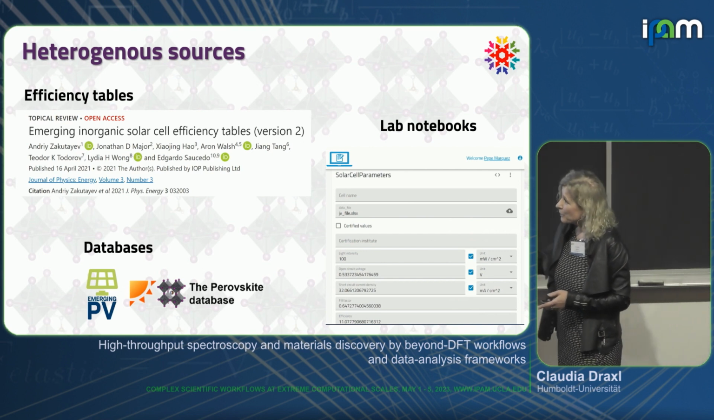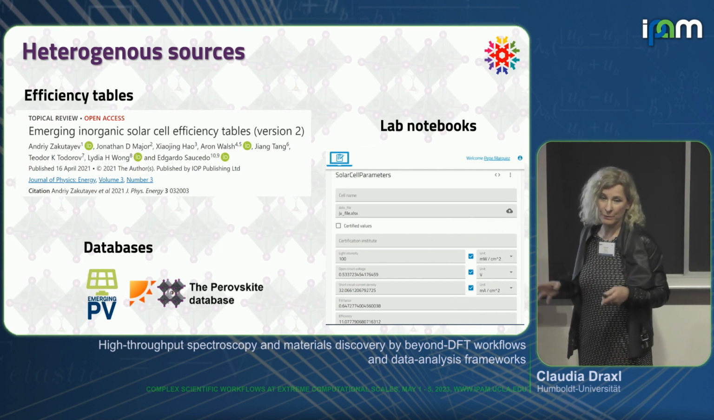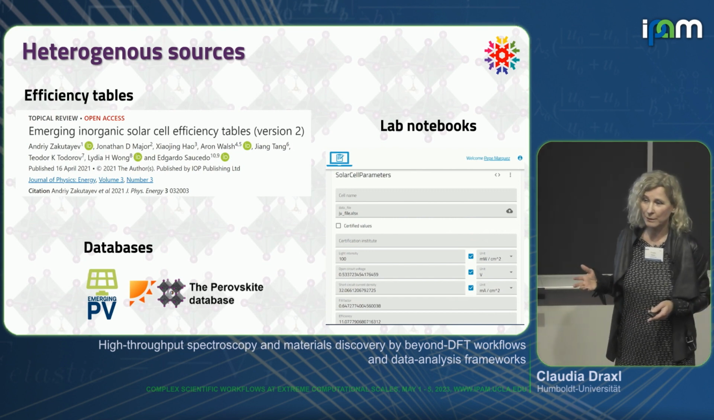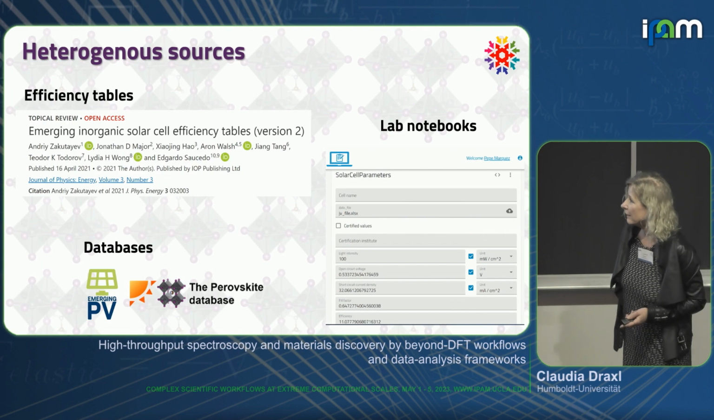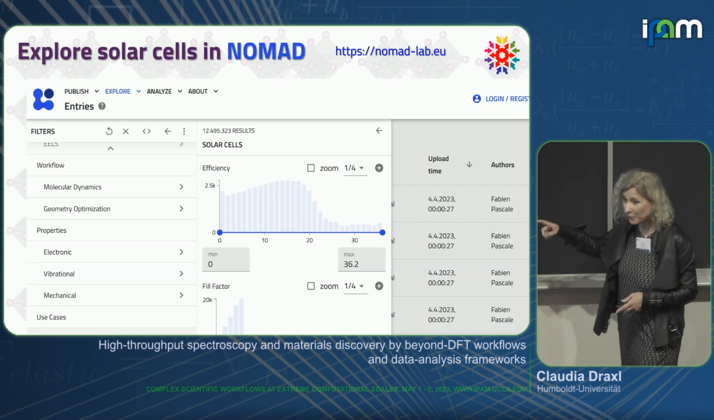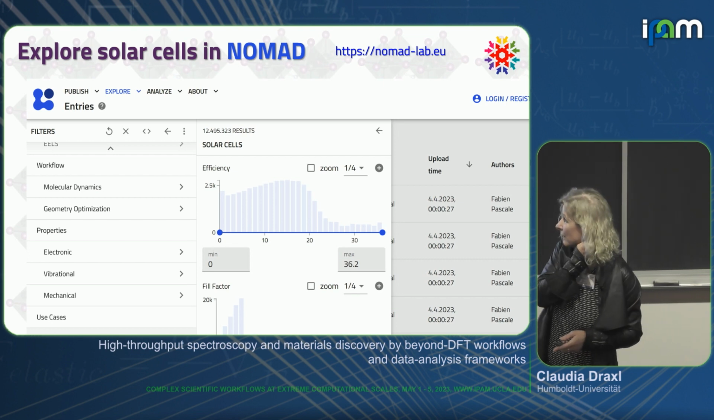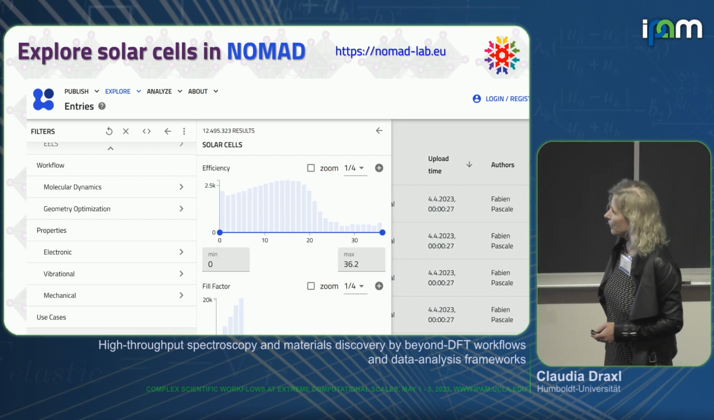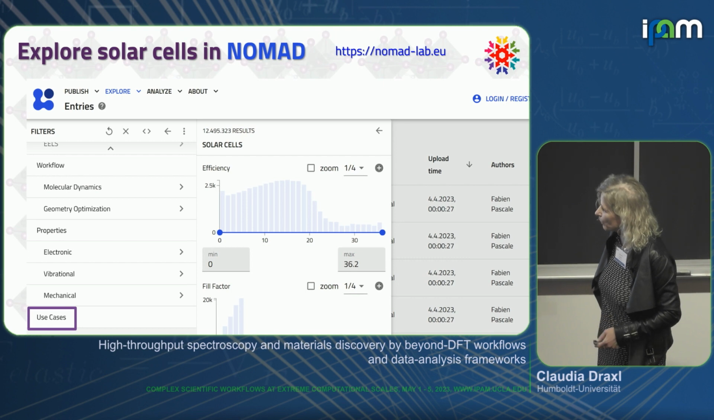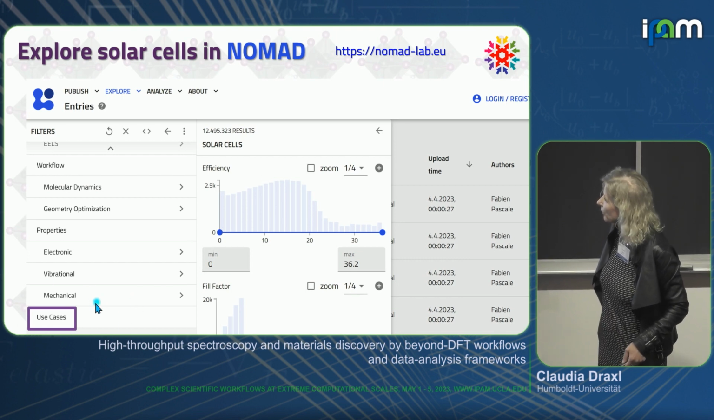So in that sense, we have to bring together all these sources of information, and for this, you not only need workflows, but something more elaborate like a data infrastructure. The good news is that we now have all these 42,000 devices in the NOMAD infrastructure. So you can not only search for workflows, but you can also search for use cases.